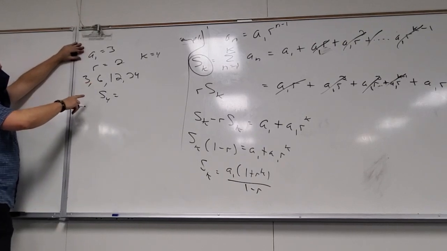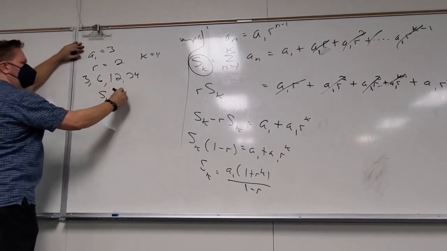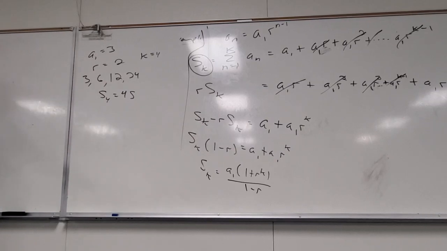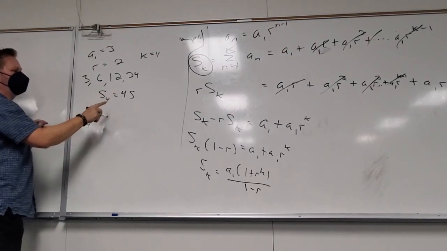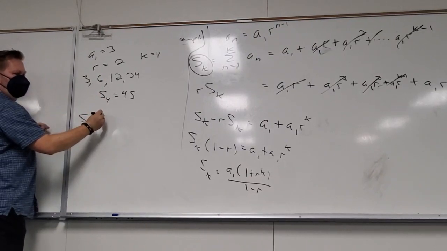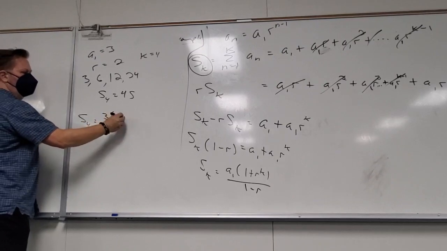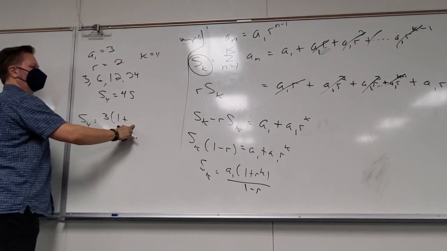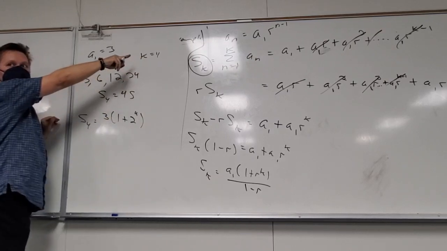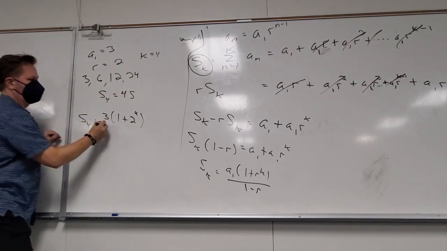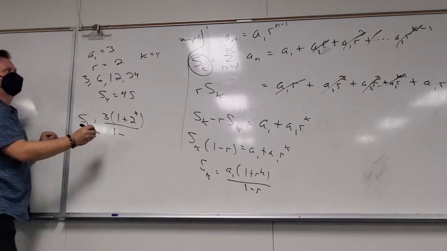55. I think it's 45? Is it 45? Yeah, 45. Okay. Let's see what this formula tells me. So S4 would equal A1. What's A1? 3 times 1 plus what's R? 2 to the 4th. You with me? Divided by 1 minus 2.